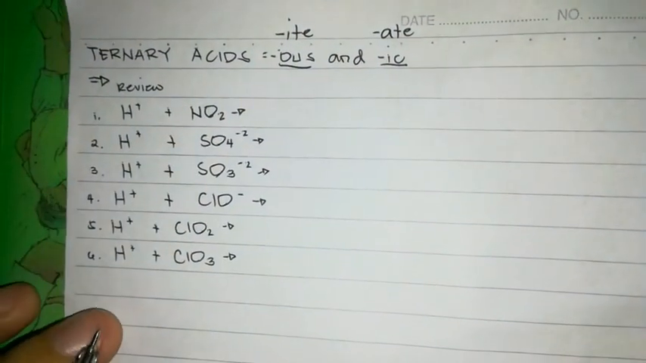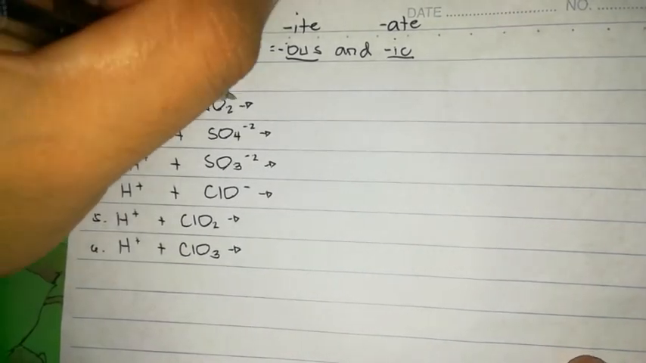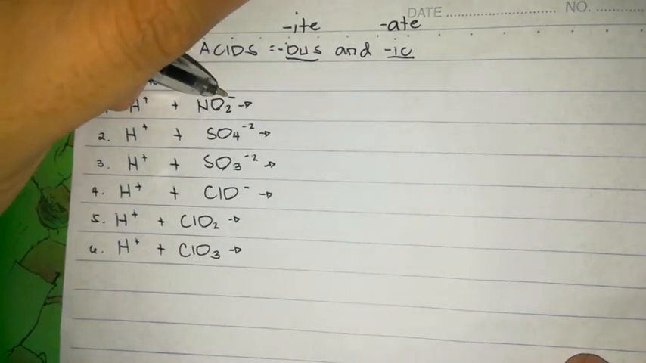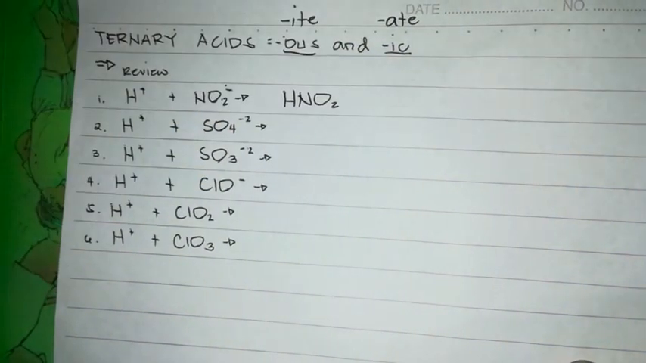So, una, ganito. So, si NO2, ang charge niya ay negative 1. Ang mangyayari is mag-exchange. So, yung 1 dito ay mapupunta kay H. Pagdugtungin lang sila, HNO2. So, ito na ngayon ang ating acid.